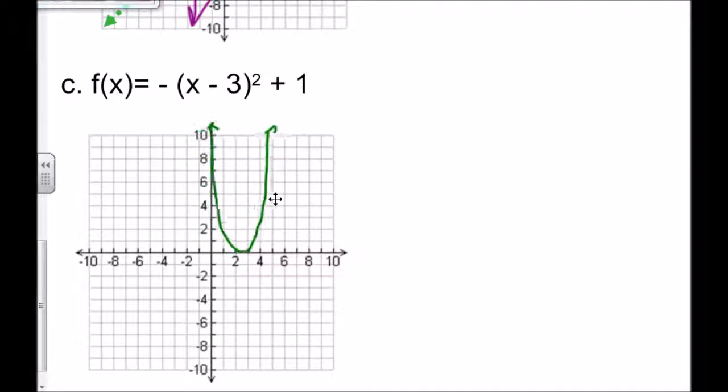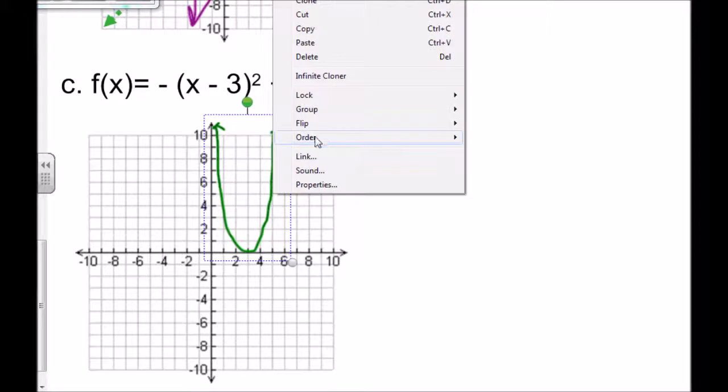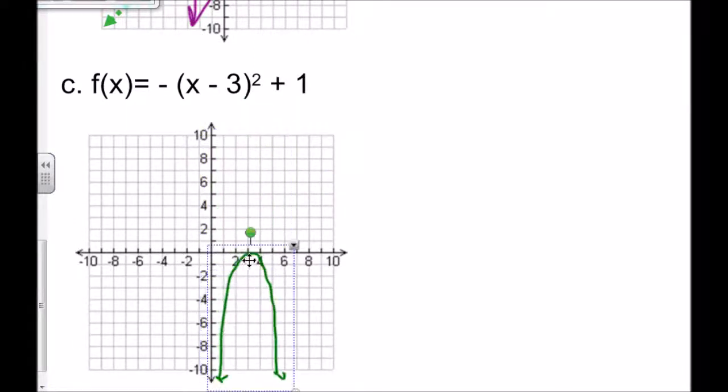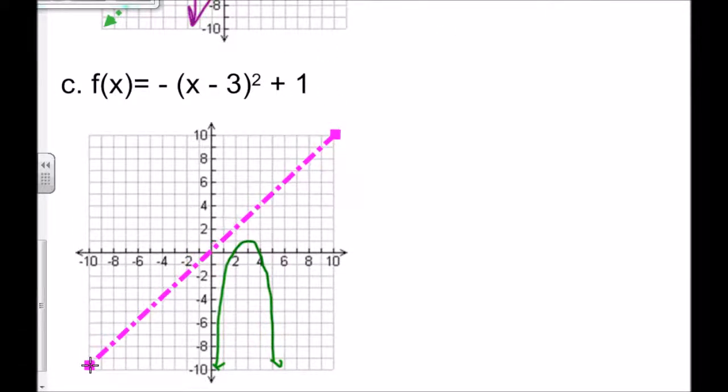This negative flips it upside down, so can I do that? I think I can. Aha, flip up down. It's still centered at that point, but now it's pointing downward. And then it is moved up by 1. So here, then, is this graph. The center is at 3, 1, and it's pointing downward. The inverse then, graphically, do your y equals x line, pick some points. I said 3, 1, well then the other one is at 1, 3.